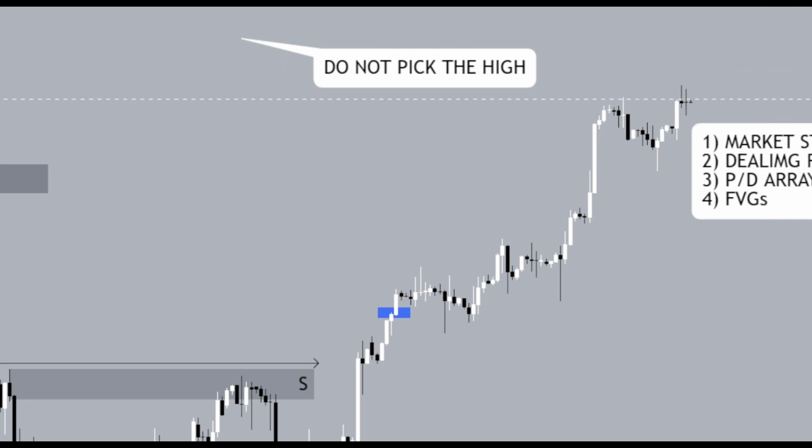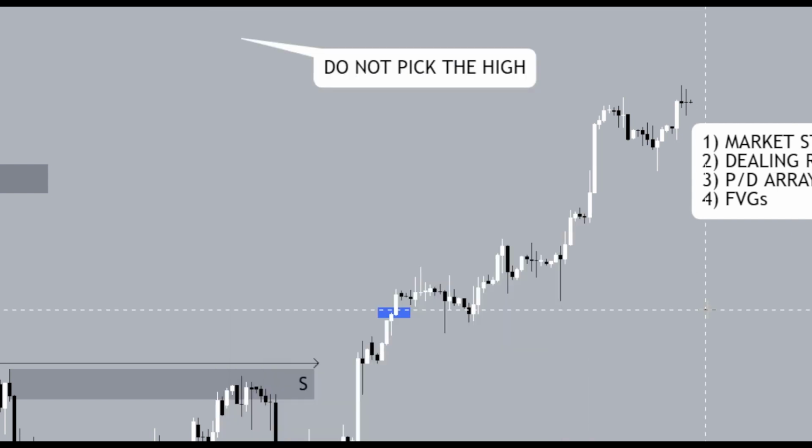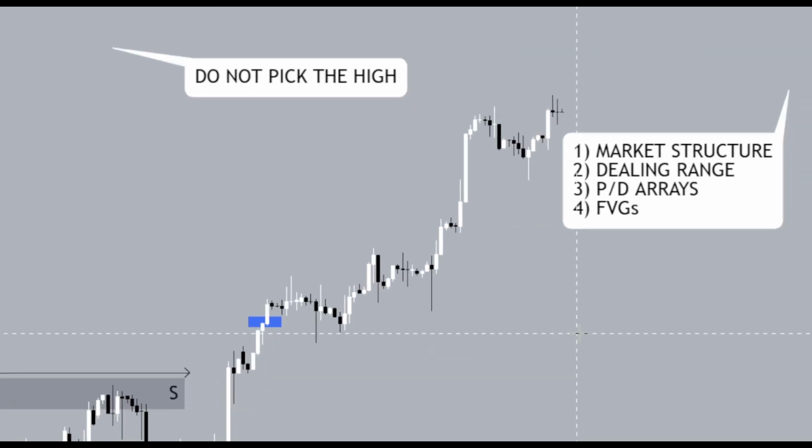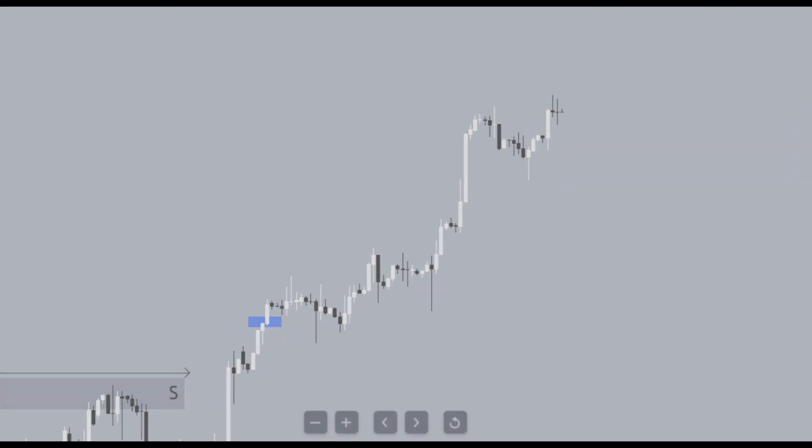The key is to understand your market structure, your dealing range. Sorry for not spelling that correctly. You want to be understanding your market structure, your dealing range, your PD arrays, and your fair value gaps, right? The secret to any market lies in those four pillars, right?